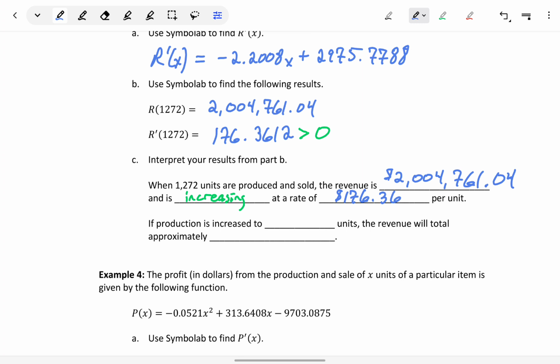What we can do now is combine those two values to come up with an approximate for if production was increased to 1,273 units, then the total revenue will be the sum of those two values. So $2,004,937.40.